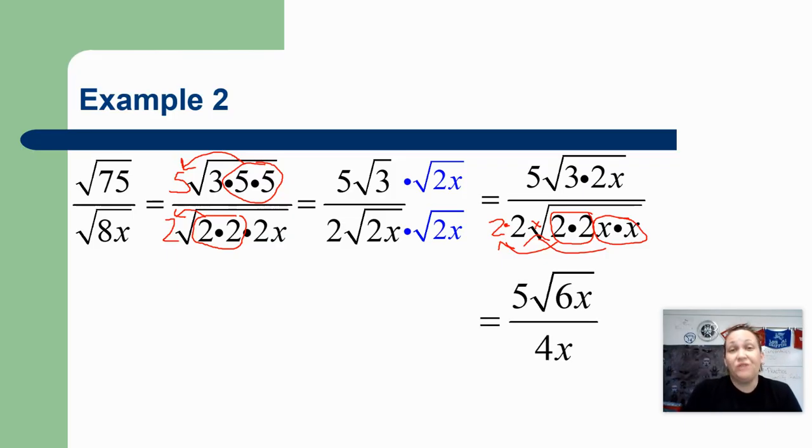For the final answer, make sure that you multiply everything back together. So on top, I multiplied the stuff under the radical. So 3 times 2 gave me that 6. And then on the bottom, I multiplied my 2 2s that were outside of the radical, and that gave me that 4.